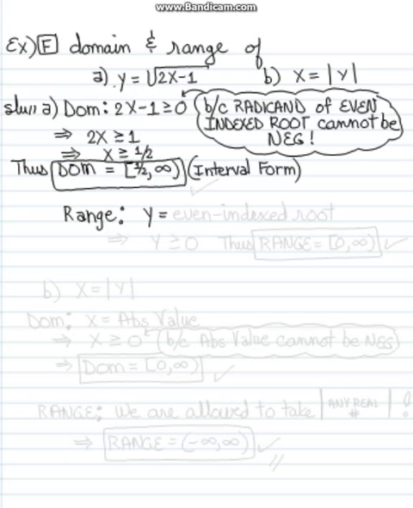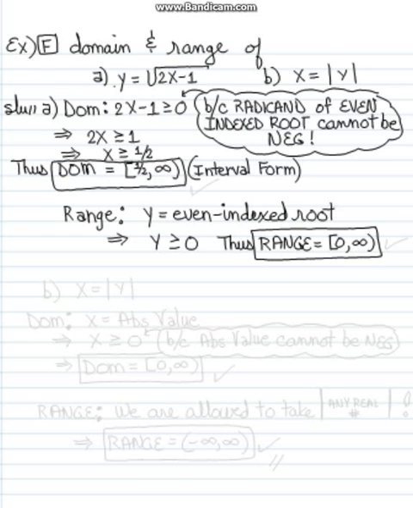Okay, let's consider the range. Well, what do we know about the y values? Look back at the y for this part A. y is equal to an even index square root. If it's the square root of 2x minus 1, then we know that the answer to that square root has to always be non-negative. Therefore, y is always going to be greater than or equal to 0. And we write that in interval notation. The range is equal to the smallest value, 0, including 0, so we put a square bracket, and the largest value is infinity with a round bracket.